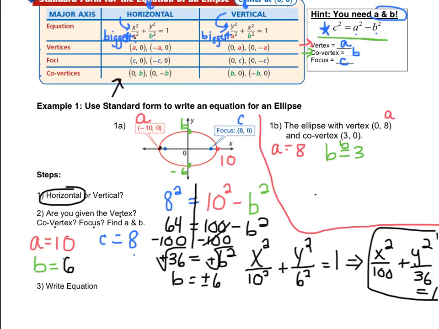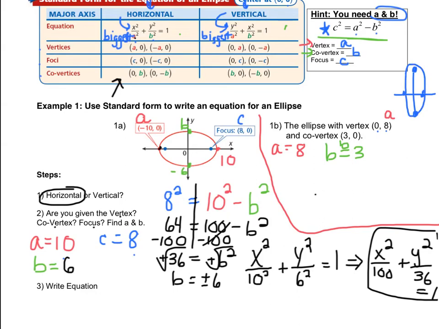We just need to know which way to write it. Do we write it using the horizontal way or the vertical way? Well, we could draw the ellipse. You know I like graphing. So we could plot the point 0, 8, 0 over 8 up, and 0 over 8 down, and then 3 over 0 up, so not that far away, and we can see that that's a vertical ellipse.